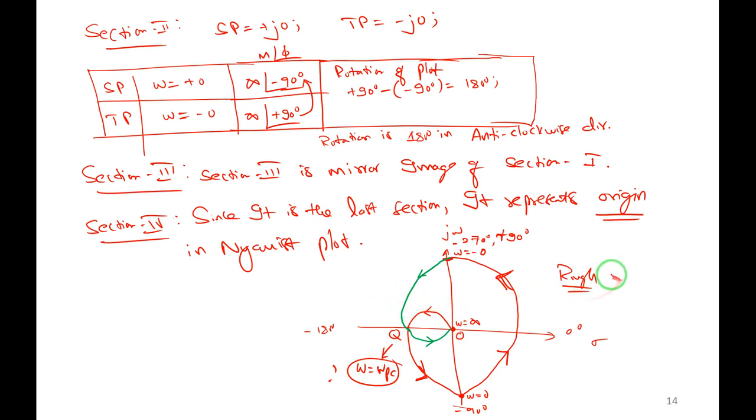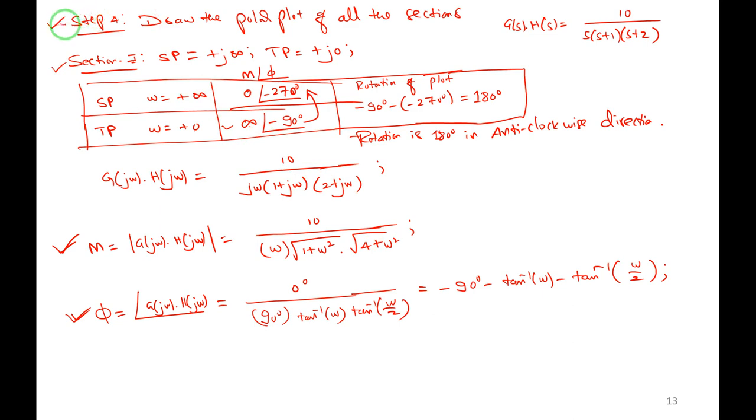I hope you see the rough Nyquist plot I have drawn. This is not exact because I don't know the coordinates of point Q. Whether it is minus 1, I don't know, right? I have to calculate the coordinates. So step 4 is over. Next we'll continue with step 5: determine omega PC mathematically.